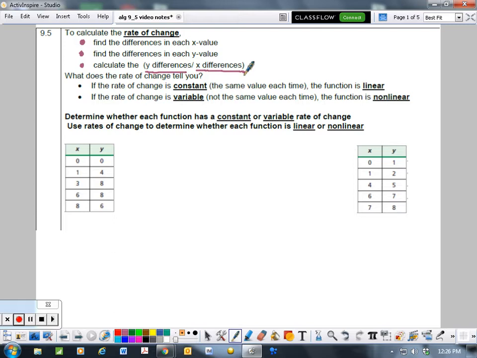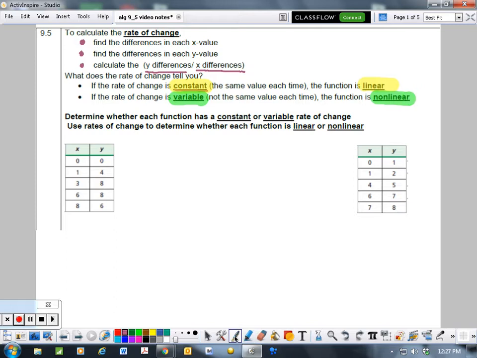So what does the rate of change tell you? Well, if our rate of change is the same for every set of numbers, then it's called constant. This is an important word, constant, which means it's the same value each time. And when that happens, it's going to be linear. Now, if that rate of change is not the same each time, then the function is nonlinear. So it could be quadratic, it could be cubic, it could be exponential. We're not really going to what it is yet, but we're just looking at this idea.